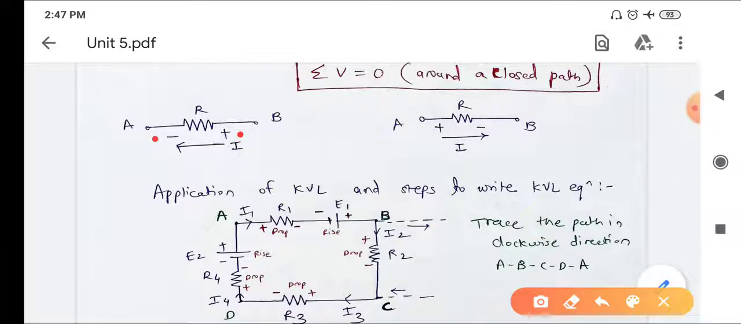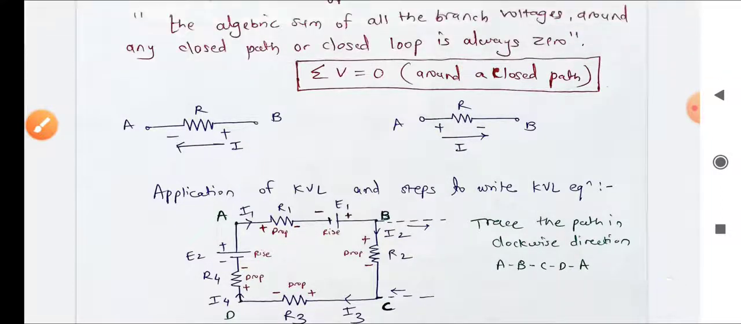And in the second figure, as the current flows from A to B, that is, it flows from higher potential to lower potential, and hence the terminal A is marked as positive and terminal B is marked as negative. So this is how we are going to give sign convention. The polarities of the voltage across a resistor depend on the direction of the current flowing through it, and therefore the polarities are assigned depending on the current direction.